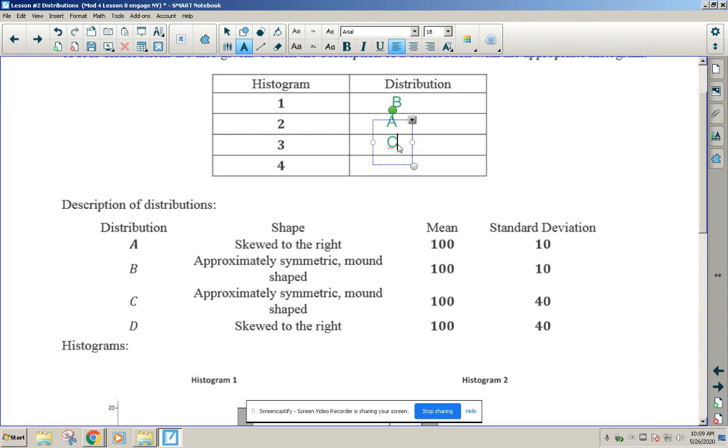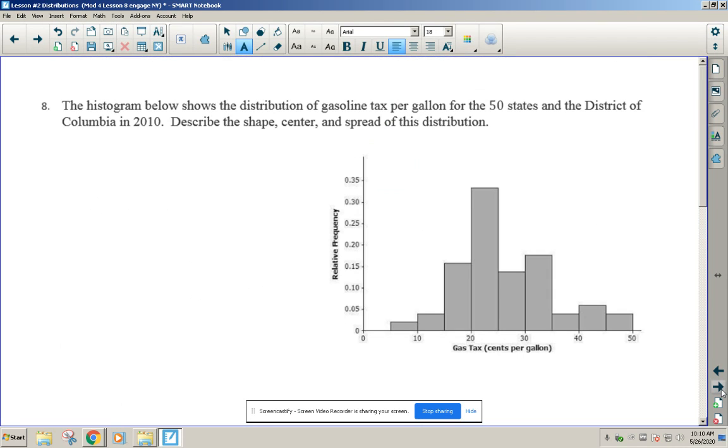Number 3, I would go with C, approximately symmetrical, but look at the spread of the data. So a standard deviation of 40 looks like it works. And then finally, number 4, we only have D, but it is definitely skewed to the right and the spread of the data is much bigger, so the 40 would work. And hopefully you did that on your own and you checked yourself, and if there's a question, you'll contact me and let me know.